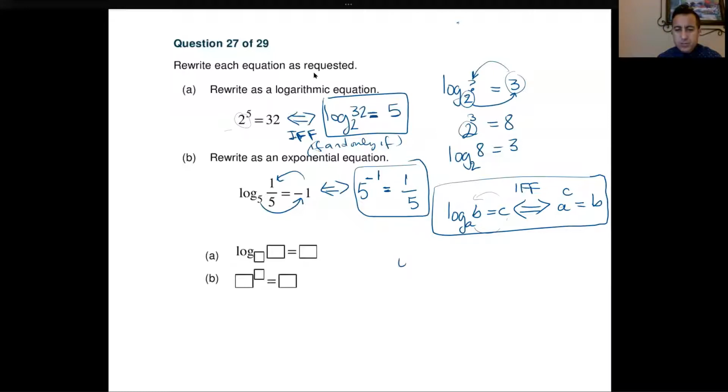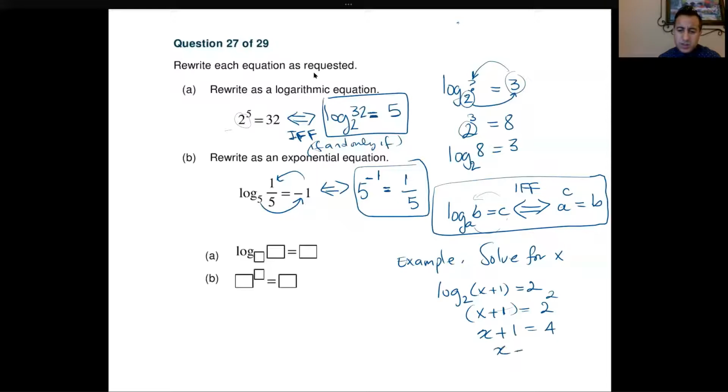So for example, just do an example here. Solve for x, and you have log base 2 of x plus 1 equal, let's say 2. All right. So if we know this, then we can switch it, right, to exponential form, because we know how to solve the exponential forms. We can just say 2 to the 2nd power there, which is 4, equals to the inside. You see the inside now is x plus 1. So x plus 1 equal 4, which means x equal 3.